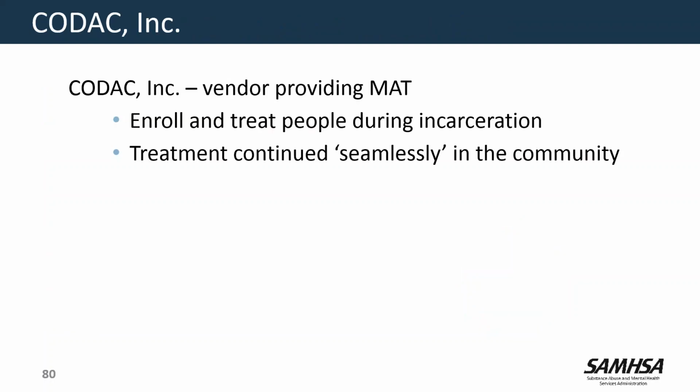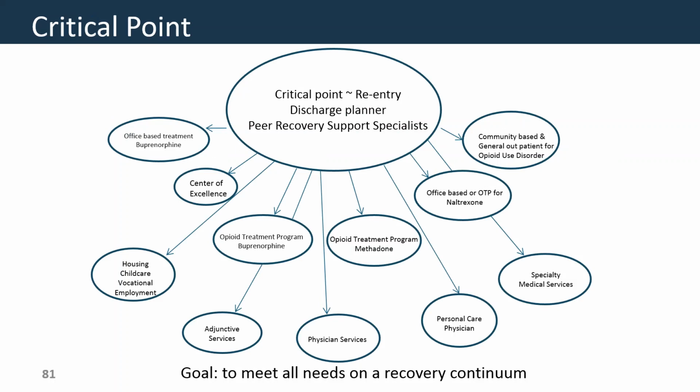I was just putting here, basically, it sounds so complicated. Our job is to enroll and treat people and make sure that their treatment continues seamlessly. That speaks to the critical point of reentry, and we've spoken about this, so that at reentry, someone can move into an OTP health home, they can move into an OTP center of excellence, office space, whatever is clinically indicated. But the role of these specialty discharge planners is to make sure that all of these pieces are in place.